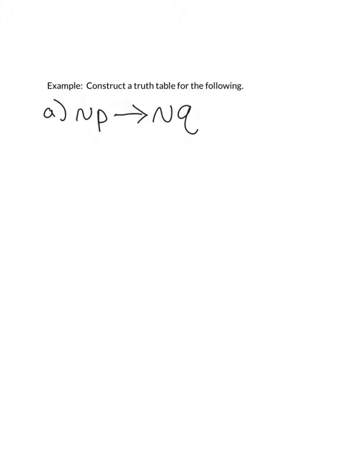Because now we're going to take it up a notch and we're going to mix up several of these symbols all together inside a truth table. So jumping right in, this is going to be Truth Tables Continued, Sections 3.3 and 3.4 continued. It says, example, construct a truth table for the following. So part A, the first truth table we're going to do is if not P, then not Q.